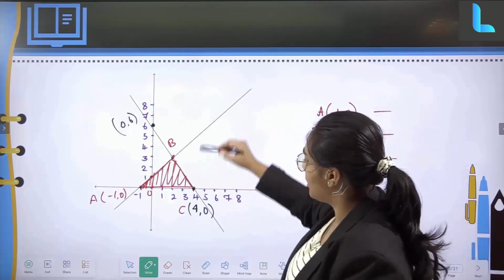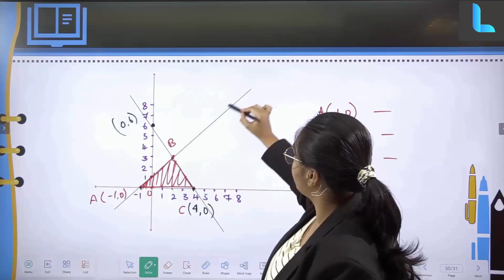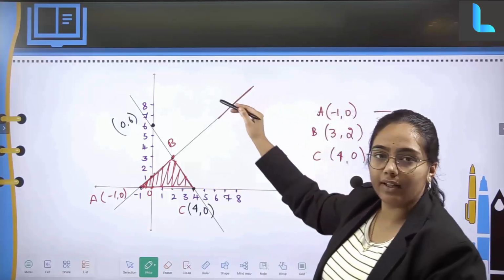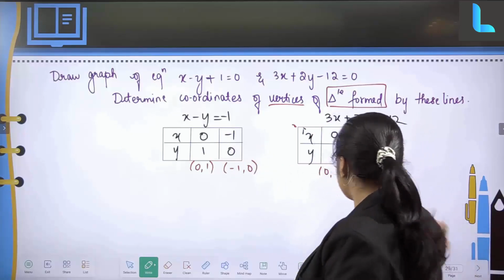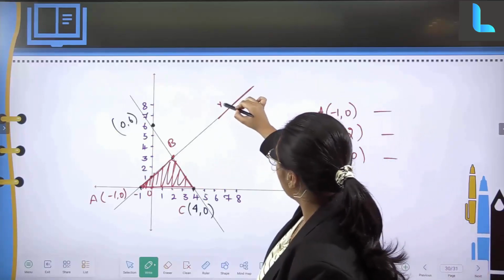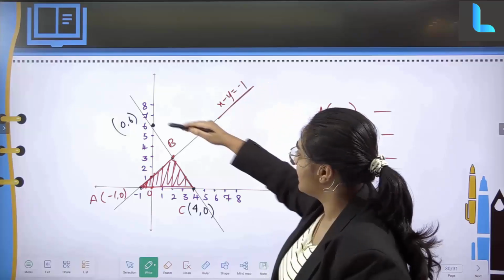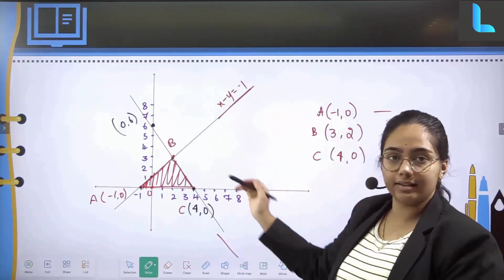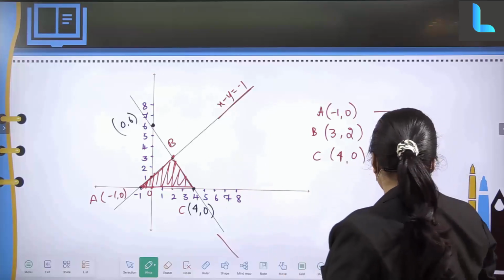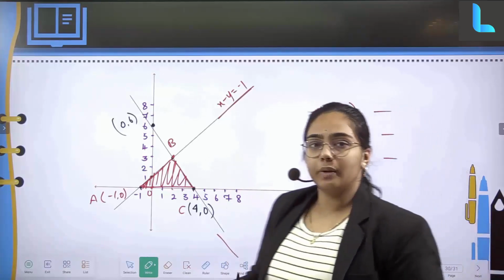Right. Also name the equations. So this was my first equation. On this line, just write whatever the equation it was, that is, write it as x minus y is equal to minus 1. Similarly, on this line, you just mention which equation this line is representing. Clear? We'll see a few more questions further.